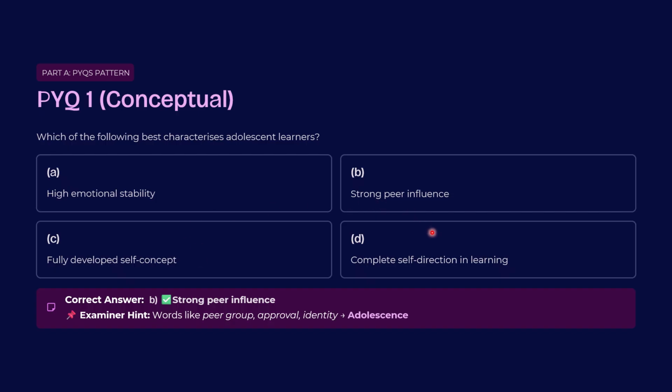The next is option D, that is complete self-direction in learning. This is also an incorrect option because adolescents still need guidance from teachers and parents. Complete self-directed learning is a characteristic of adult learners.